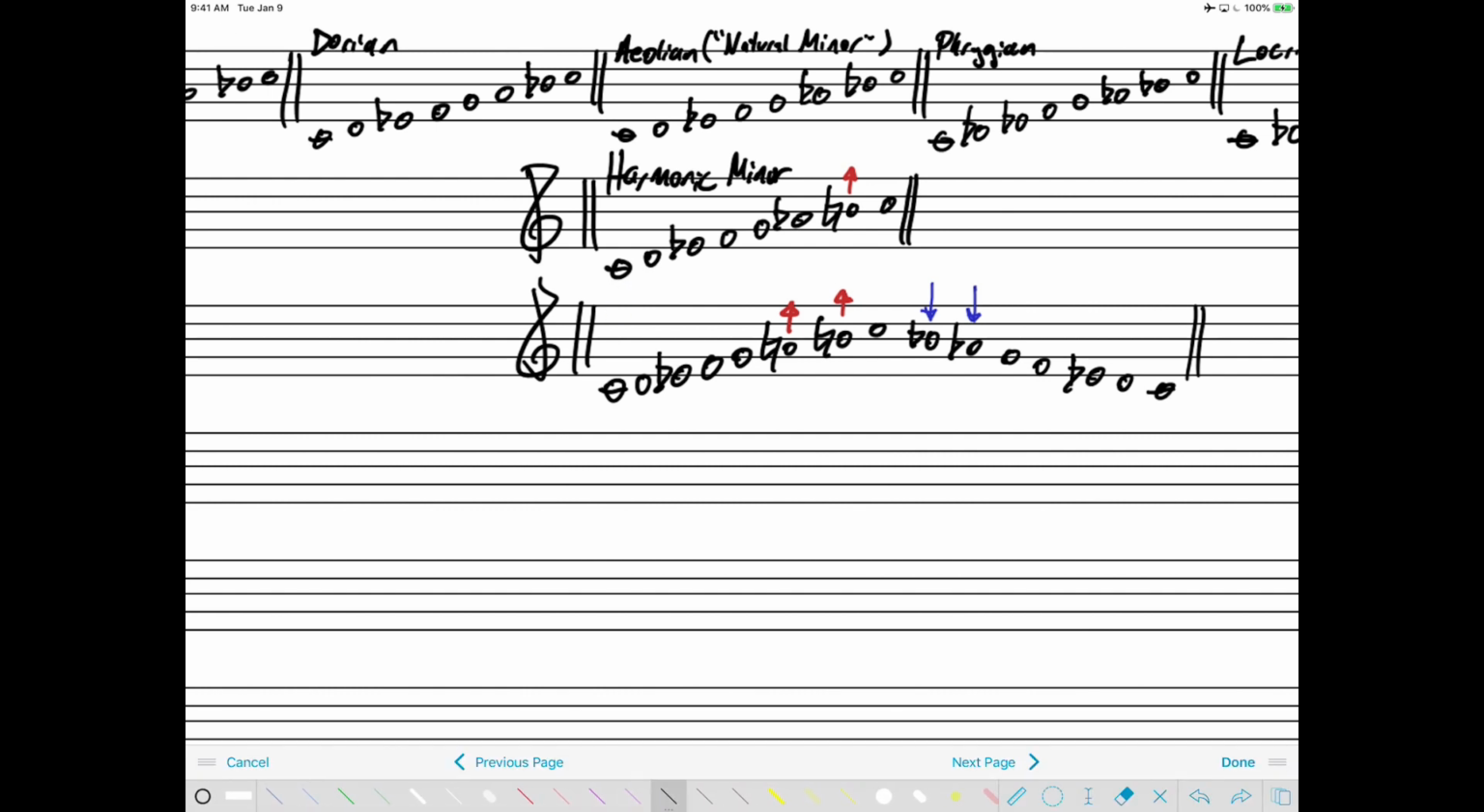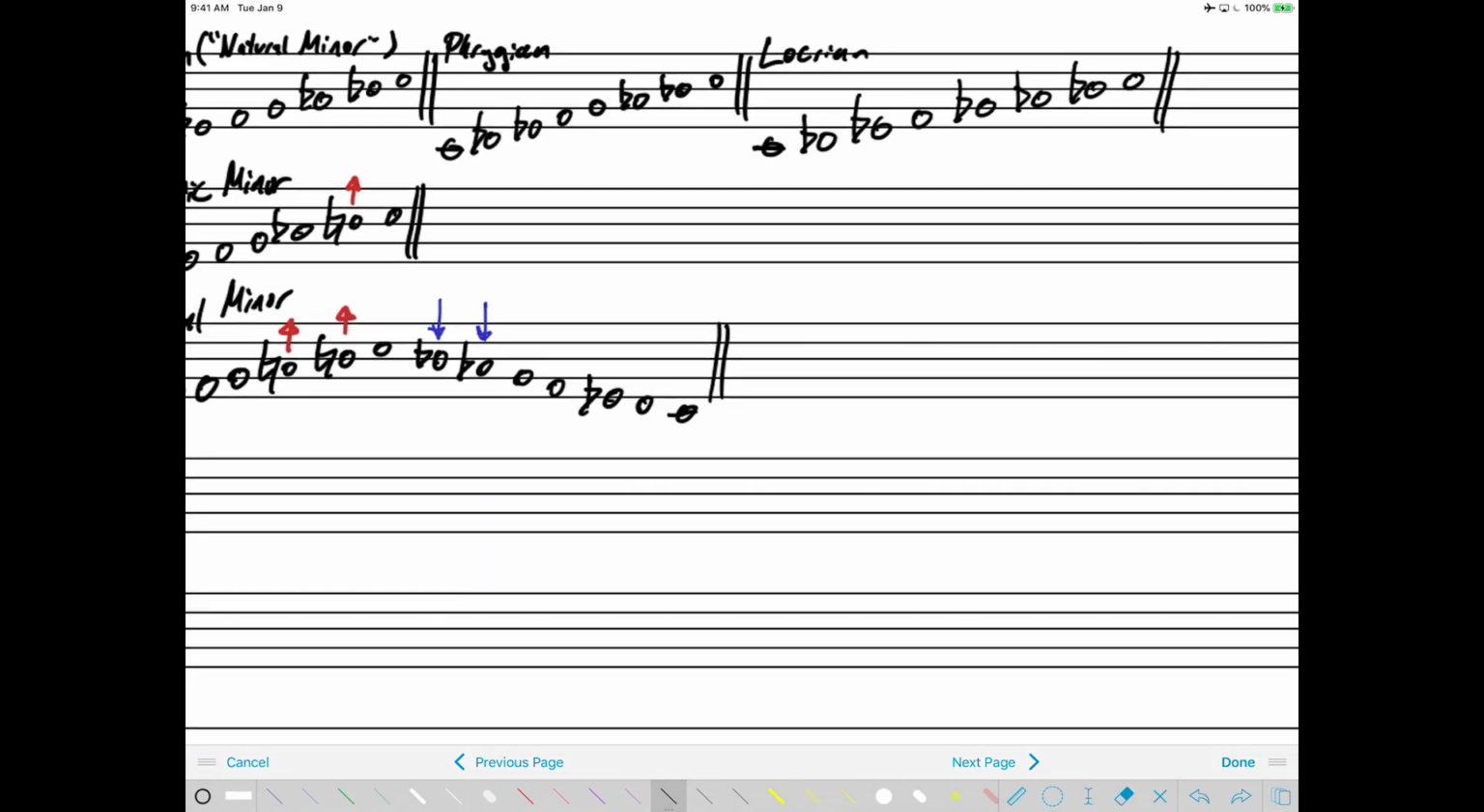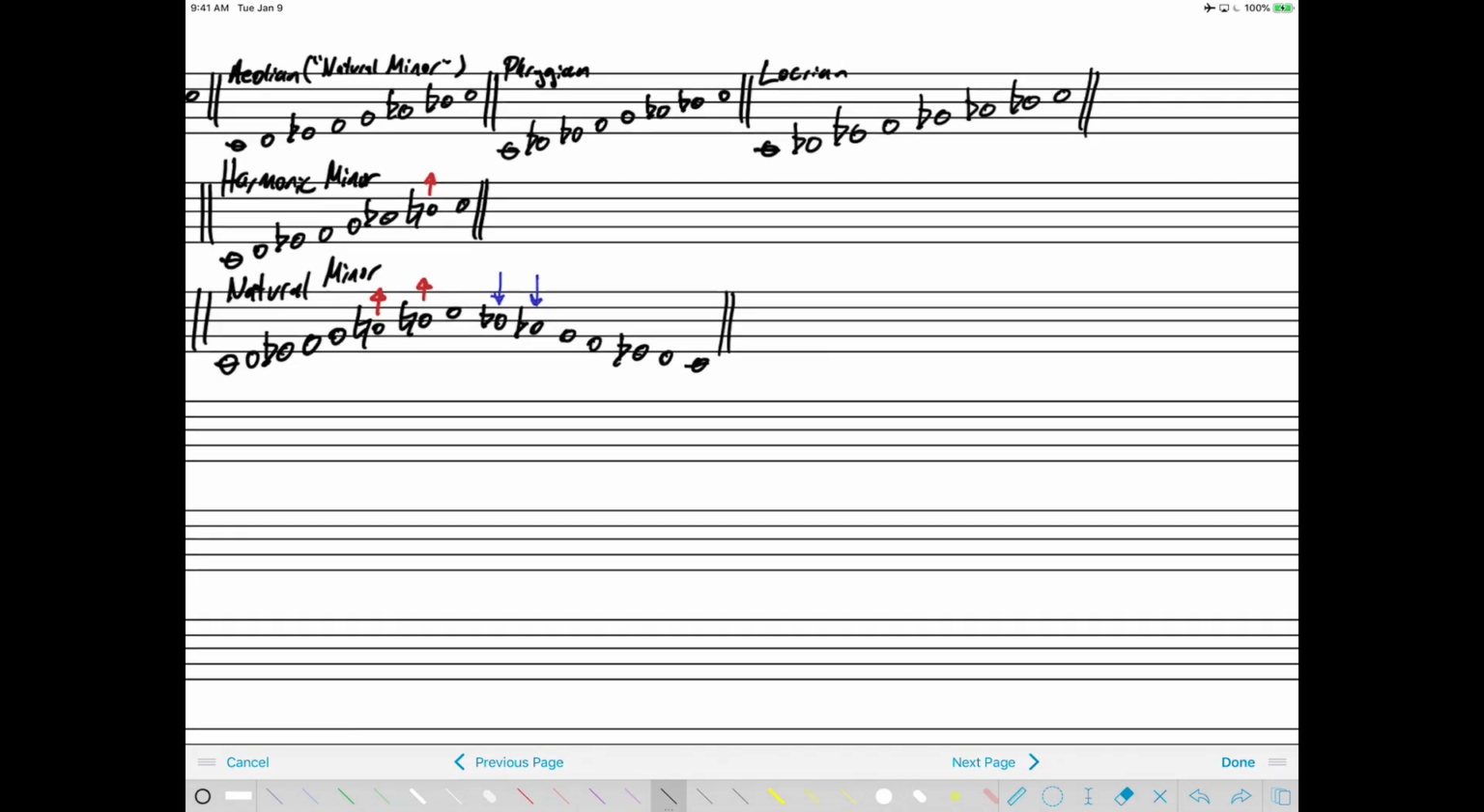Change my pen color. It sounds like this. Going up, then going down, it sounds different. Then going on to Phrygian, and then finally Locrian. So that's what we looked at in the previous video.